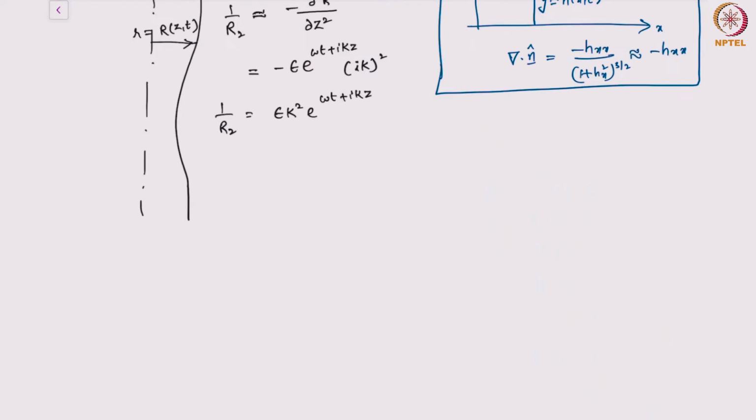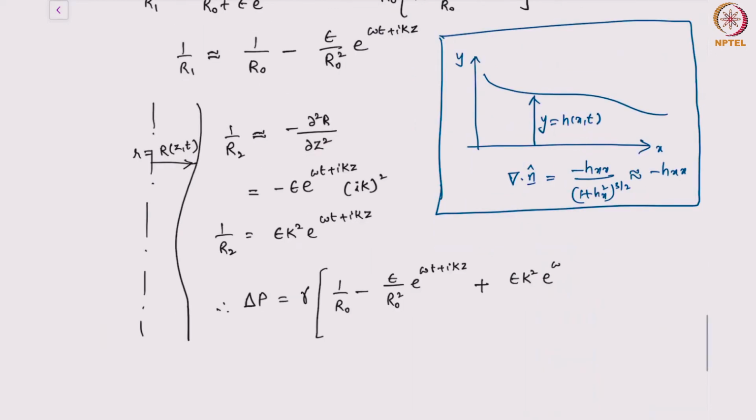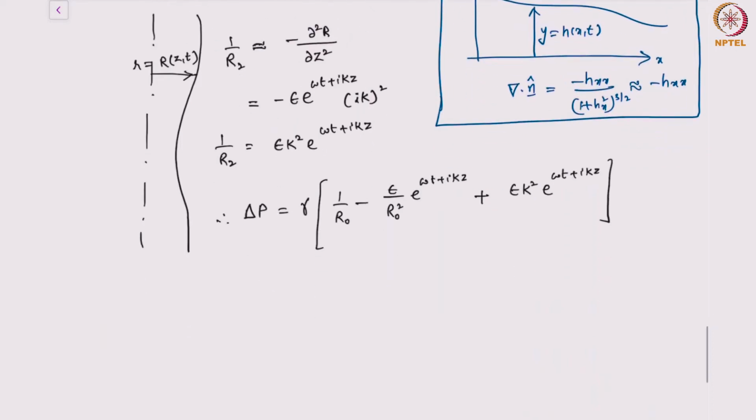So I have 1 by R1 and 1 by R2, and now I can substitute them into the pressure jump condition, the Laplace jump condition, which is gamma times 1 by R1. 1 by R1 we've already calculated. It is 1 by R naught minus epsilon by R naught square e power omega t plus ikz, and then plus 1 by R2, epsilon k square e power omega t plus ikz. This is the pressure jump across the interface.